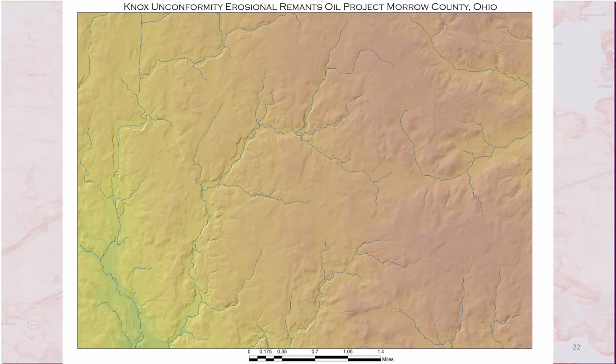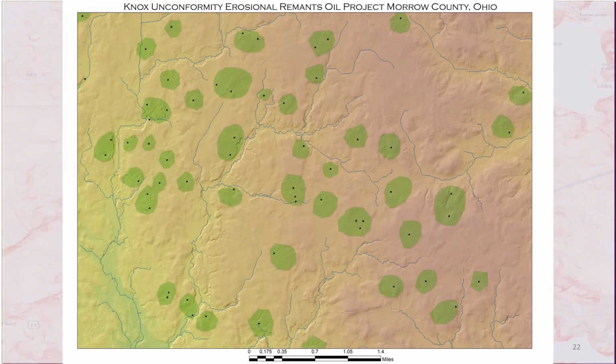Let's put in the oil wells. Let's put in the erosional remnants that we're calling. Now, one area I like is this one right here. It's a single well, but look what it does to the stream flow around it. We get this bump here that comes out, this bump here that comes out and wraps right around it.